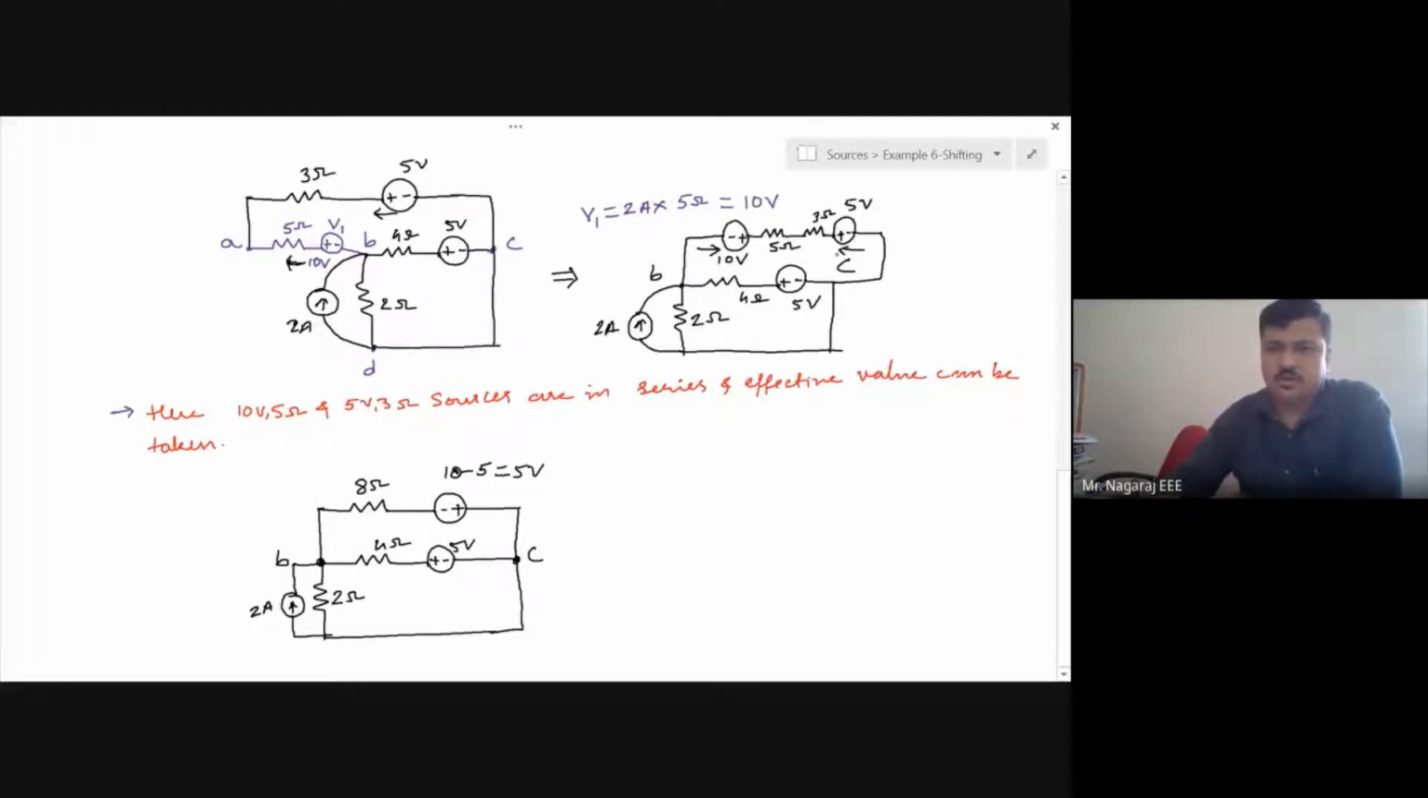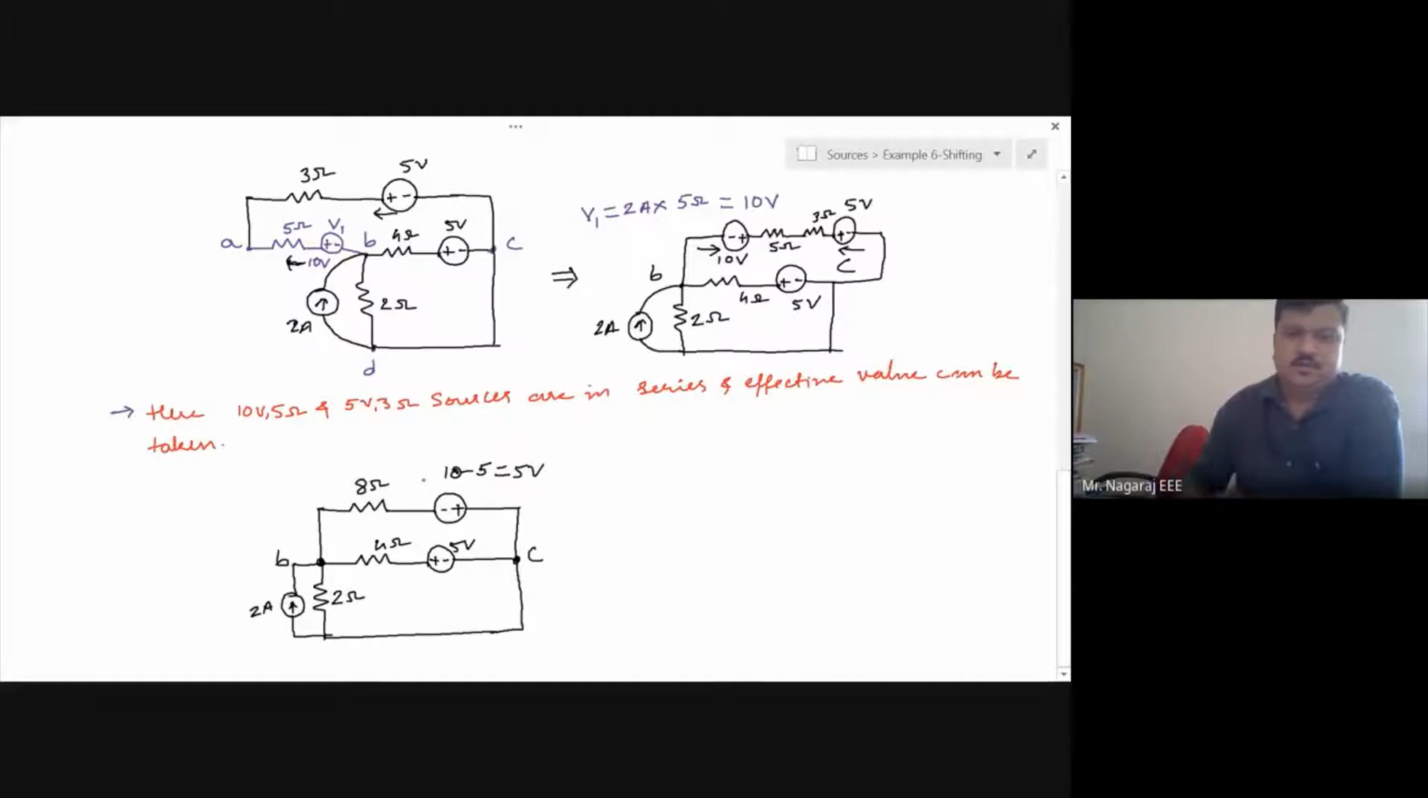Now both 10 volt and 5 volt are opposing each other. Therefore, the effective value of these two voltages will be 10 minus 5, that is 5 volts. And the polarity will be of the higher voltage, that is 10 volts. So the right side will be positive, left side will be negative. So this circuit comes from this circuit. Now I think it is clearer than directly taking this part.